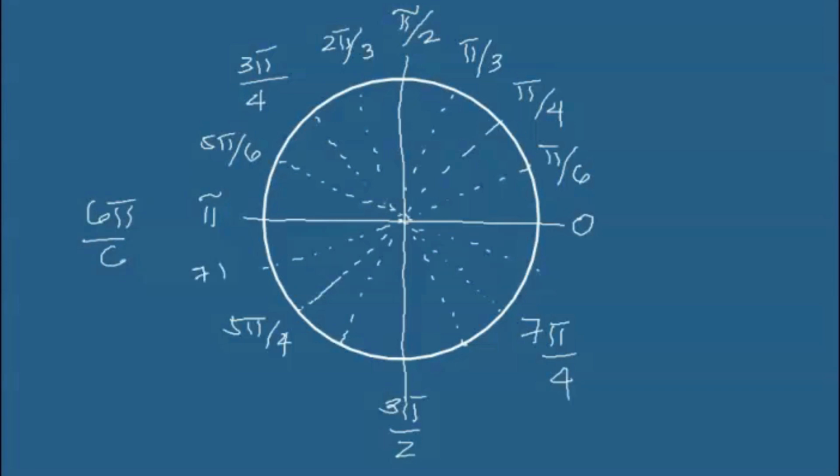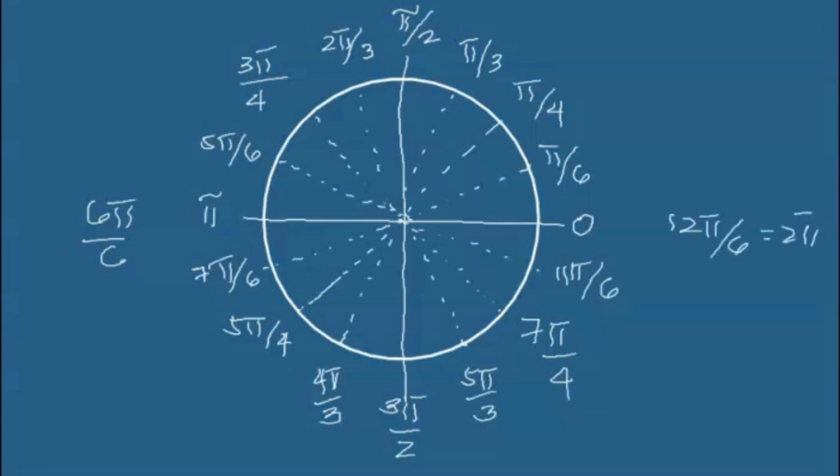And then we have 7 pi over 6. And then we have 4 pi over 3. And then 5 pi over 3. And this is 11 pi over 6. And this is 12 pi over 6, or 2 pi. Okay. So these are the angles in radians for the unit circle.